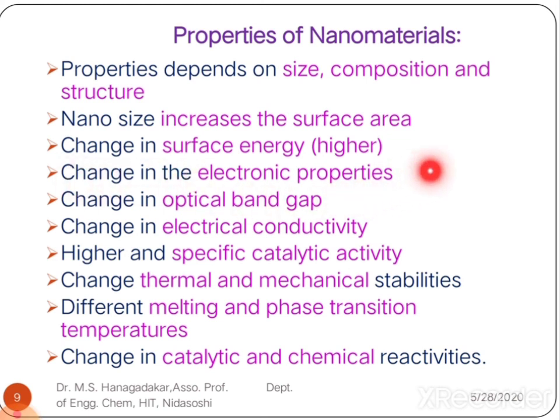The change in the electronic properties, as I discussed in the introduction. The change in the optical band gap. The change in the electrical conductivity. So nanoparticles have higher and specific catalytic activity. They have a change in thermal and mechanical stabilities. And nanoparticles have different melting and phase transition temperatures. They have a change in catalytic and chemical reactivities. So these are some important properties which are highlighted.